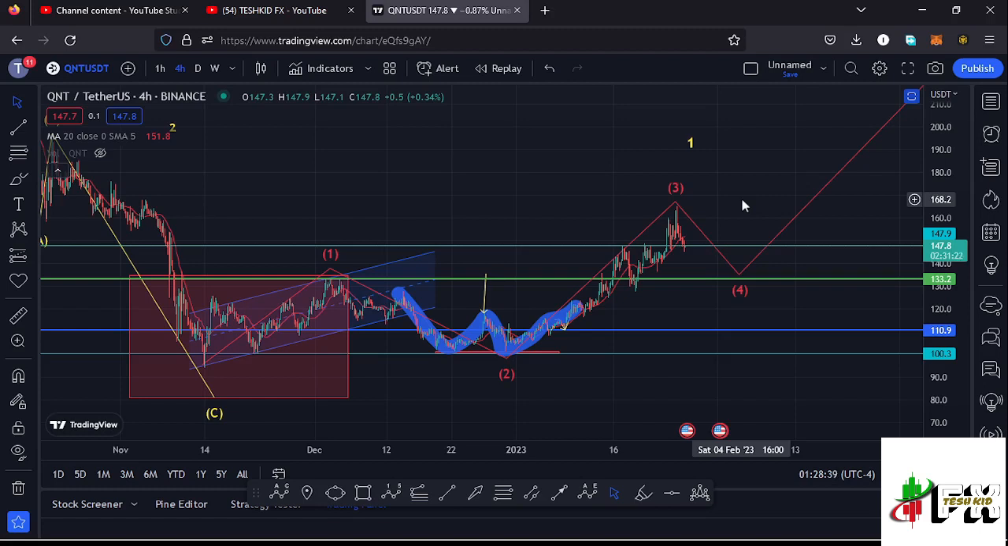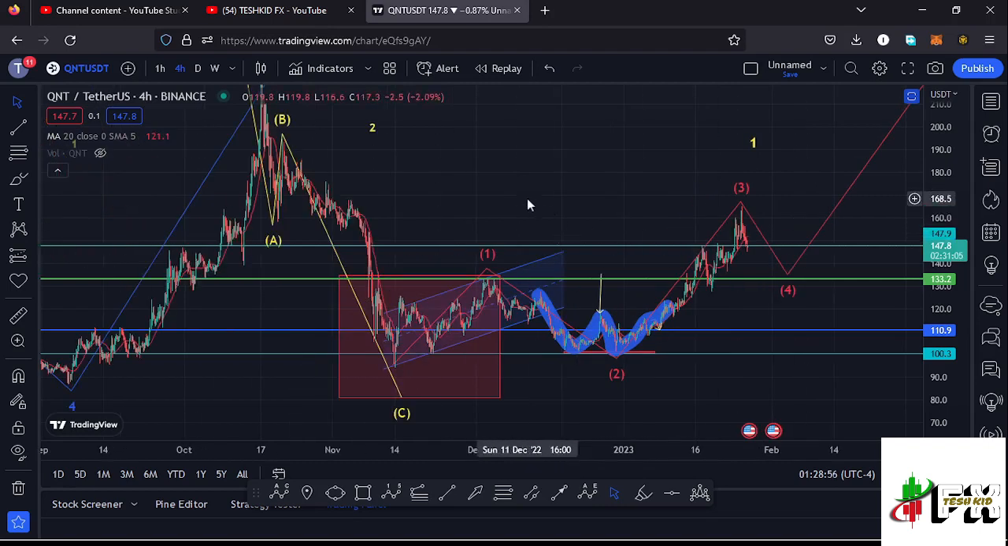Here are the latest developments on the Quant chart. At the time of this recording, Quant has lost a key area of support at around the $147.9 mark. We are also trading below the 20-day MA, and in this video I will also give you some perfect entries back into Quant if it continues to obey the Elliott structures.